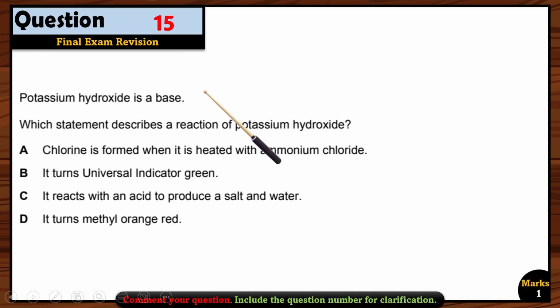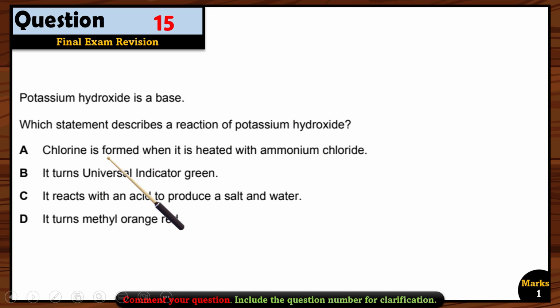Question 15. Potassium hydroxide is a base. Which statement describes a reaction of potassium hydroxide? Now let's see one by one. Chlorine is formed when it is heated with ammonium chloride. Okay. So chlorine is formed when it is heated with the ammonium chloride.